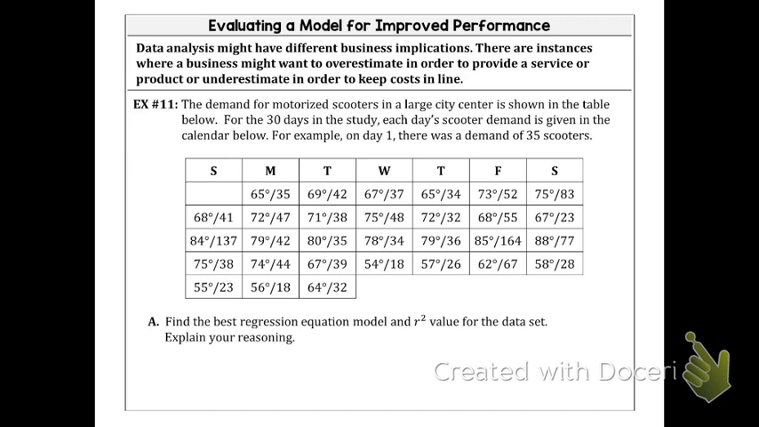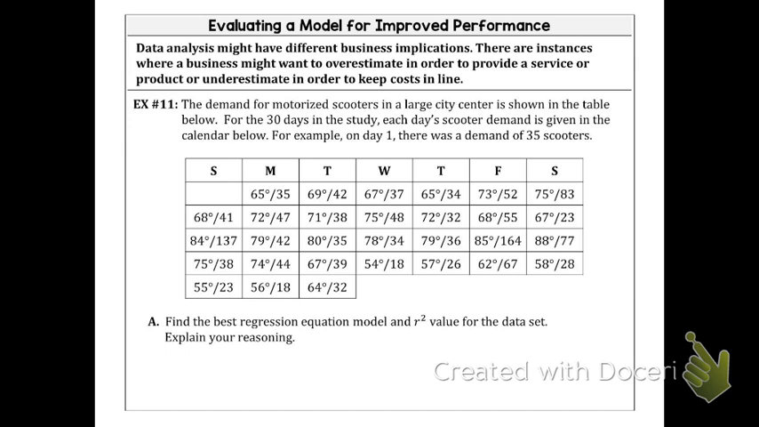So example 11 says the demand for motorized scooters in a large city center is shown in the table below. For the 30 days in the study, each day's scooter demand is given in the calendar below. For example, on day 1, there was a demand of 35 scooters when the temperature is around 65 degrees, okay? So the demand for these scooters is going to depend on the temperature.